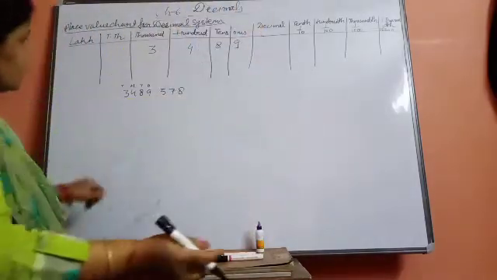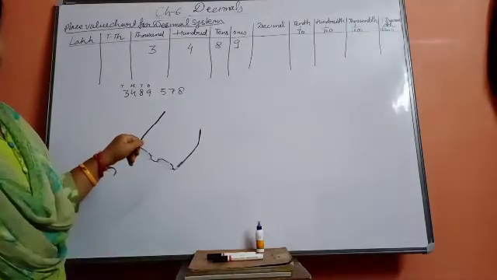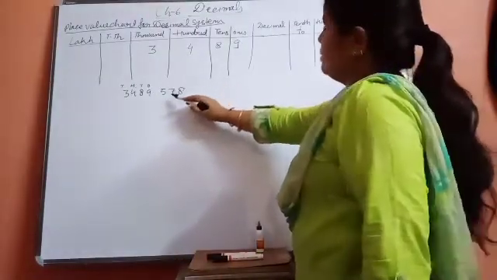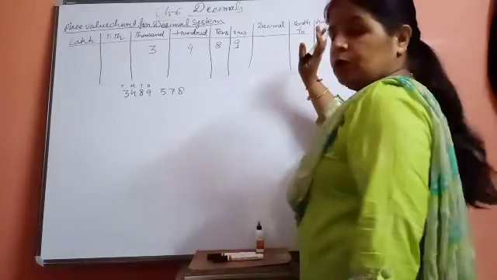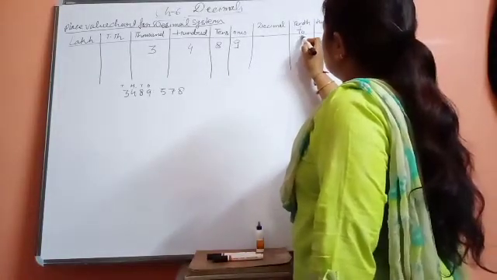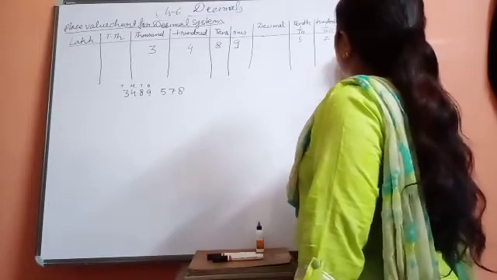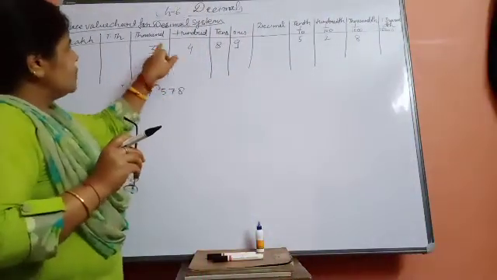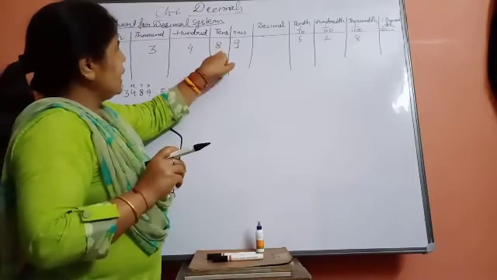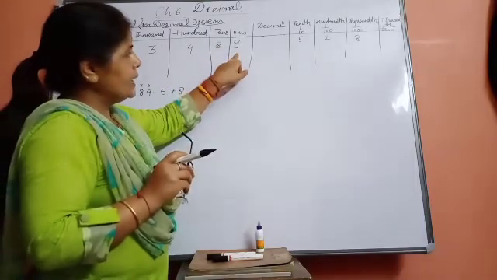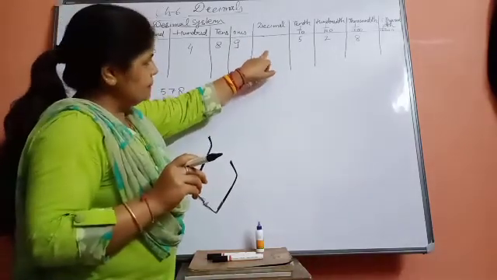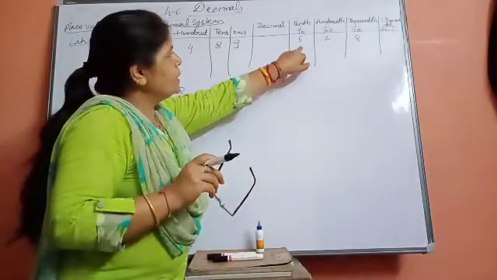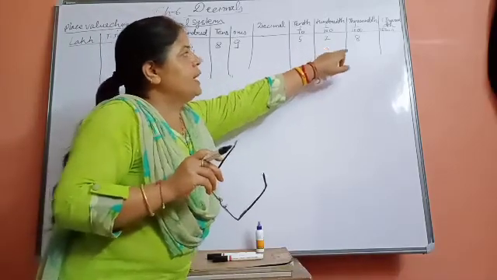Now move to the part after the decimal, the fractional part. Tenth means it will be divided by 10. So we are not going to write that here. Here directly we can write 5, then 7, then 8. In this way, if you would like to read this in words: 3,489 decimal 5 tenth 7 hundredth 8 thousandth.